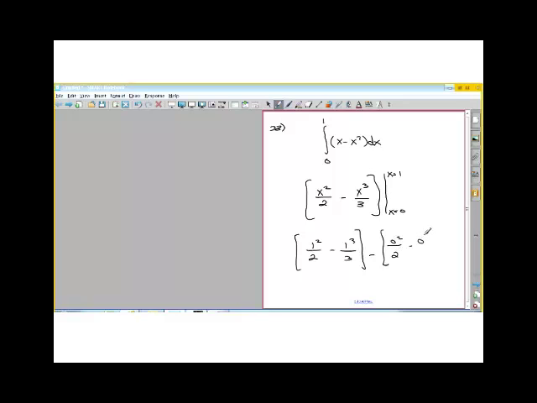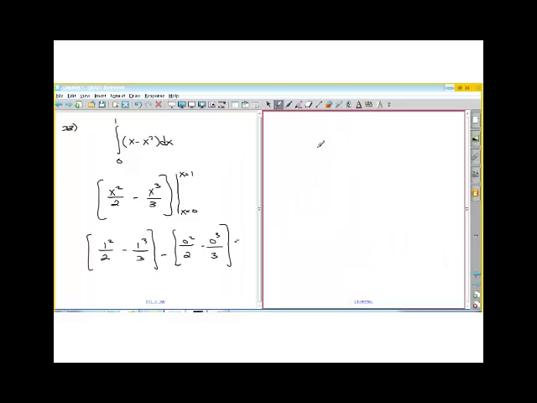Of course, those are going to be 0, because 0 cubed, 0 squared is still 0, so we just end up with 1/2 minus 1/3. And we'll find the common denominator, which is 6, so we can convert each of those into sixths by multiplying this one by 3 over 3 and this one by 2 over 2. And so you get 1/6.